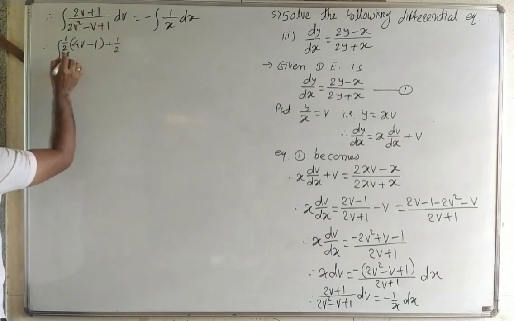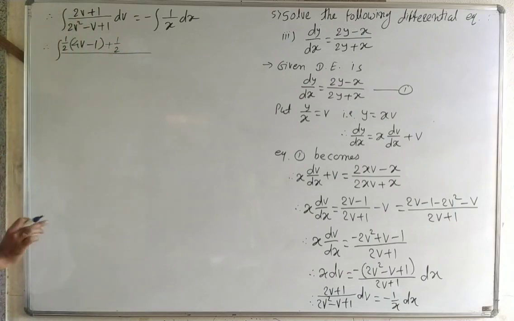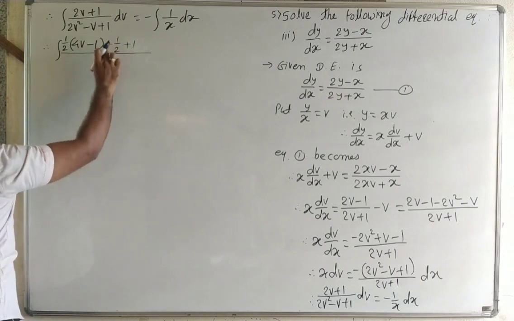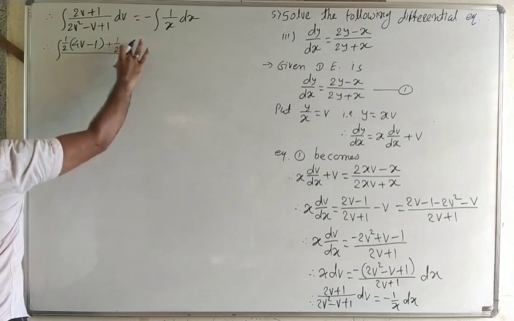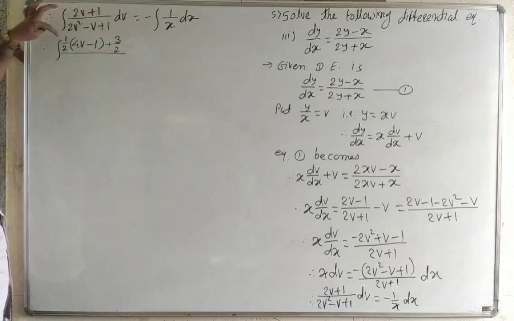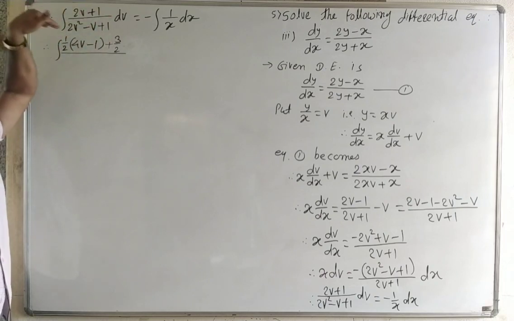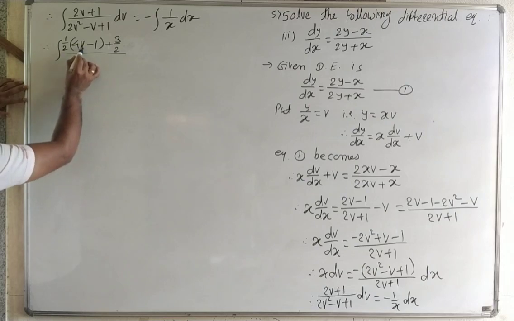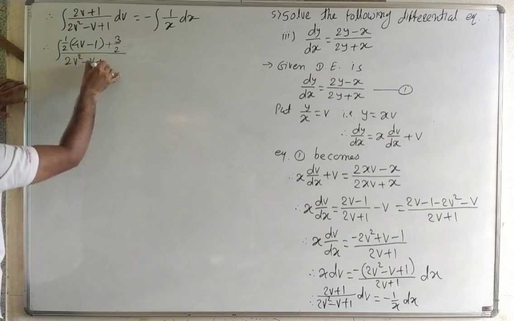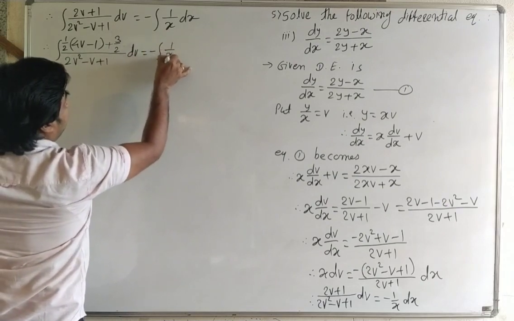Now the calculation of this term, see carefully this. It is 2v, and now we can write the plus 1. Then direct calculation, it is 1/2 plus 1, that is 3/2. Here the calculation of the numerator, 1/2 into (4v − 1) plus 3/2, will be 2v + 1. Check this. Here we adjust the derivative of the quadratic function in the linear function, and then it is 2v² − v + 1 dv equal to minus the integral of 1/x dx.